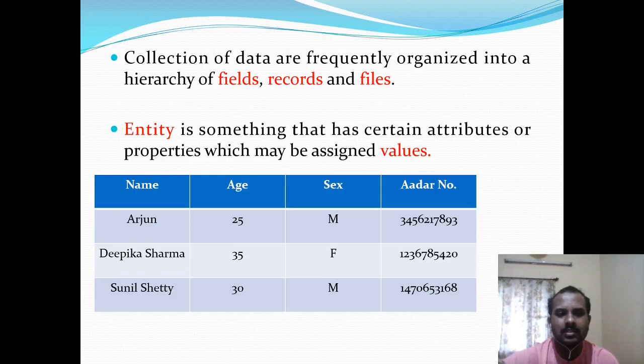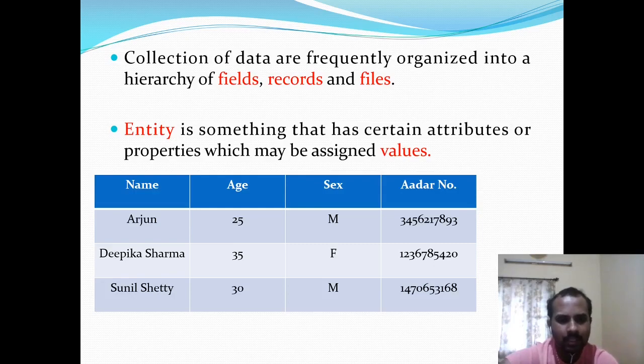Next, collection of data are frequently organized in the hierarchy structure, that is in the field, record and files. What is field? Field is a single elementary unit of information representing the attribute of the entity. So it is a single elementary unit of the information representing the attribute of the entity.